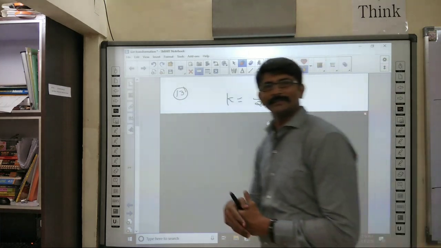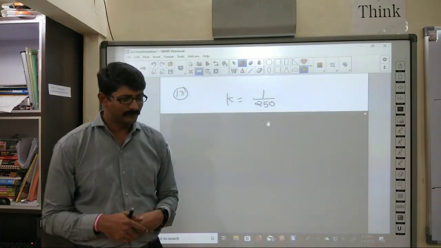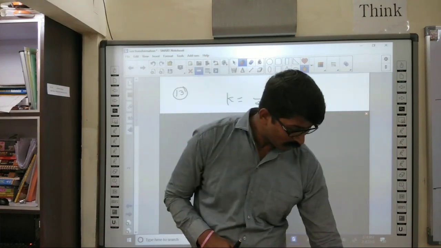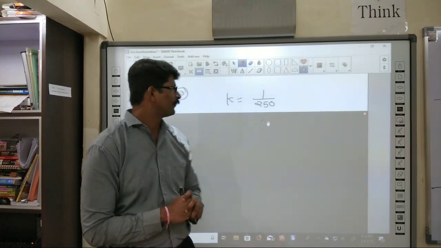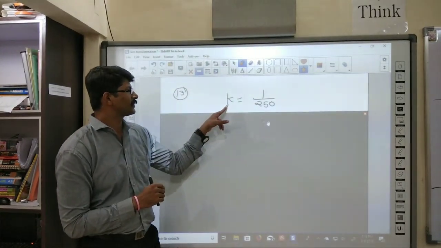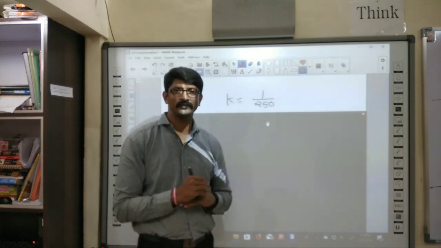Okay, so we are doing sum number 13 of chapter test. So let's read the question. A model of shape is made with a scale 1:250. So what is the scale? K is equal to 1 upon 250. You can start writing simultaneously.